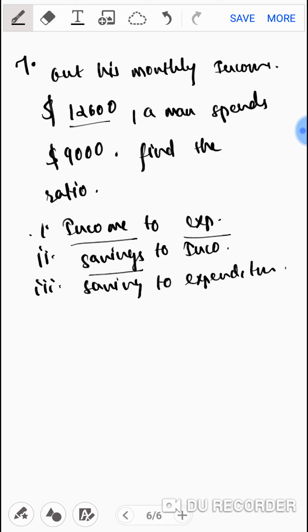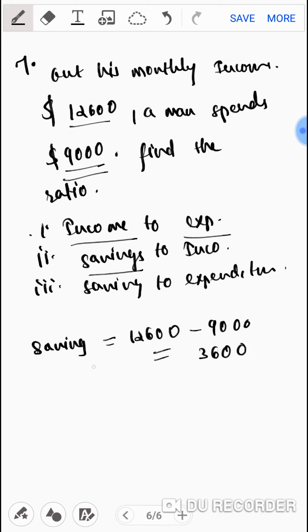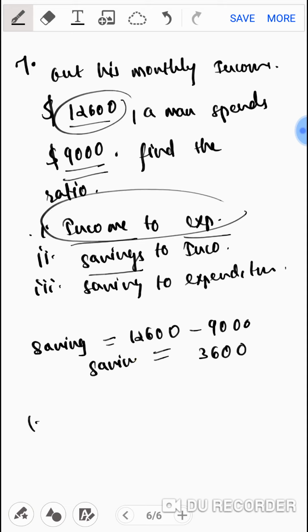Now here you have income and you have expenditure. How will you get savings from here? So savings will be income minus expenditure. So that will be my saving, that is 3600 is my saving. Now your first question is income to expenditure. So you have to take income 12,600 upon expenditure, that is your 9,000.